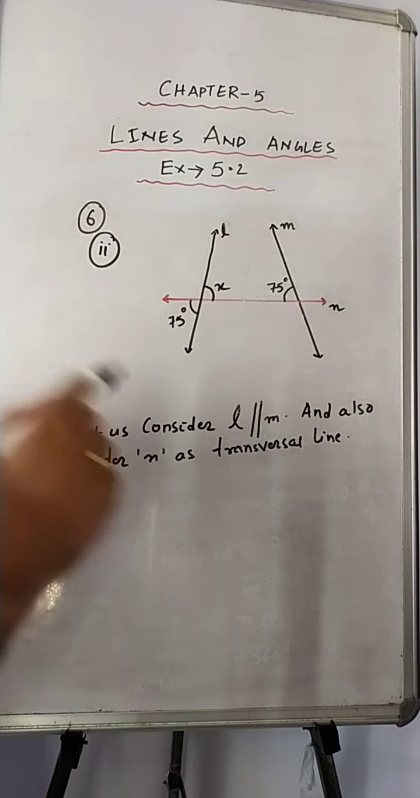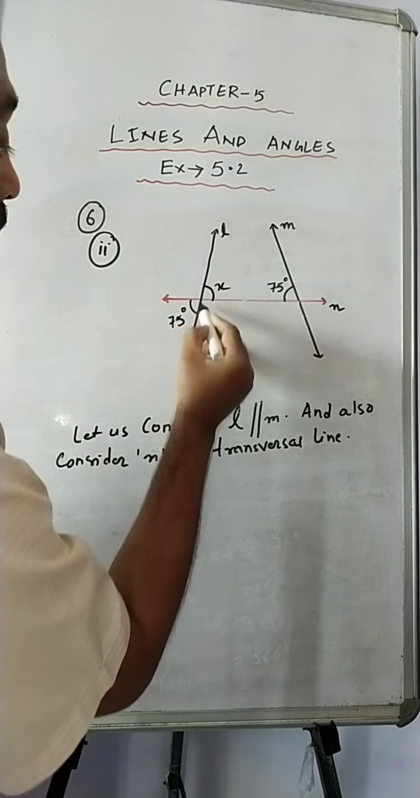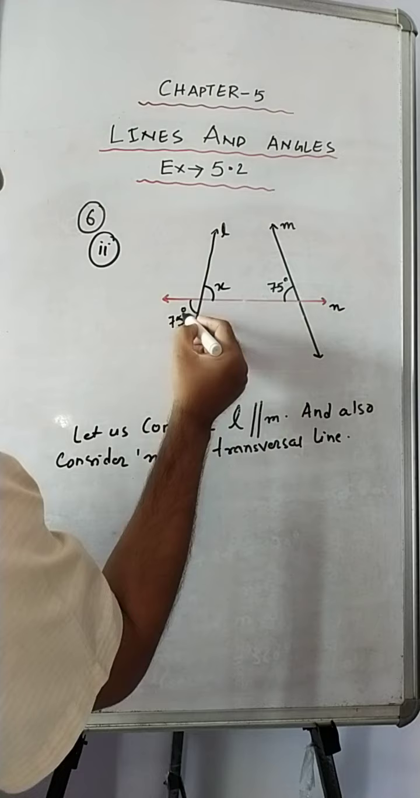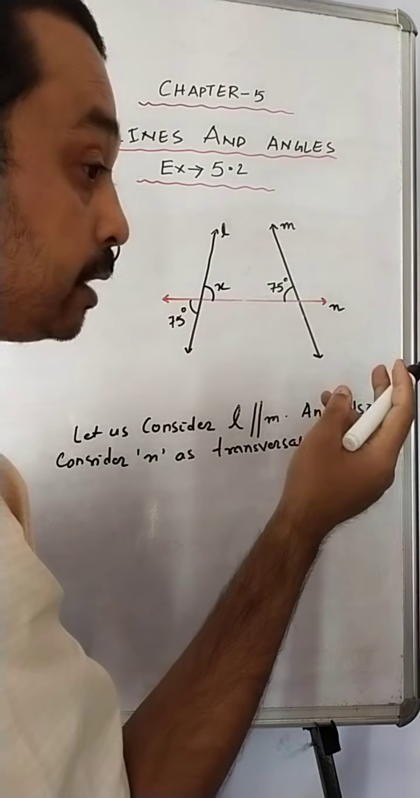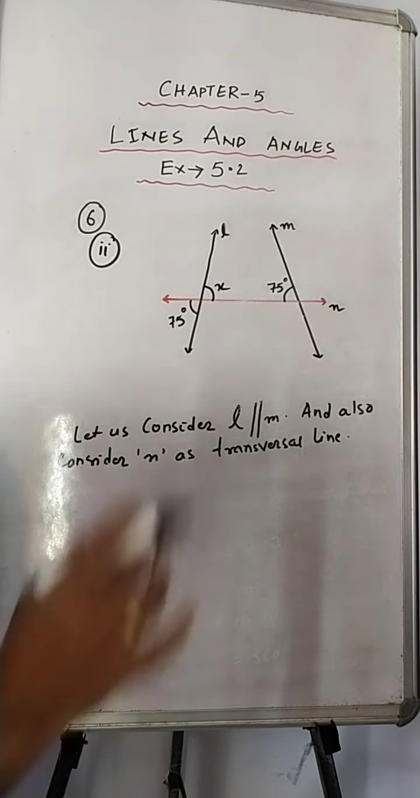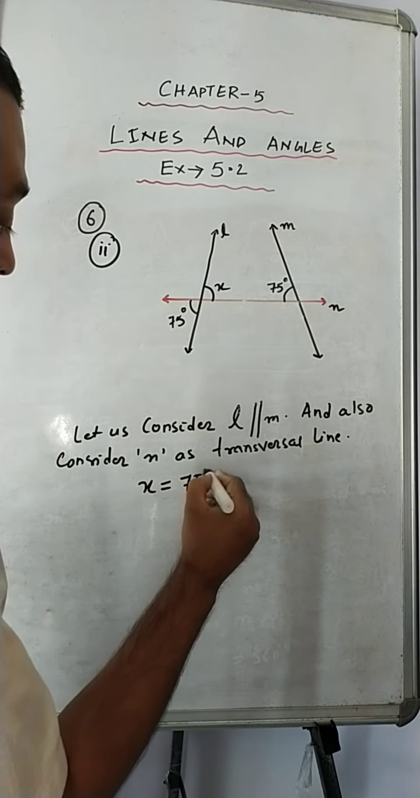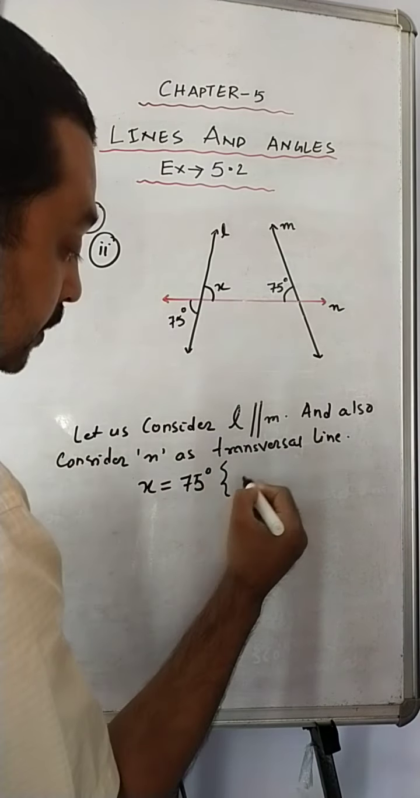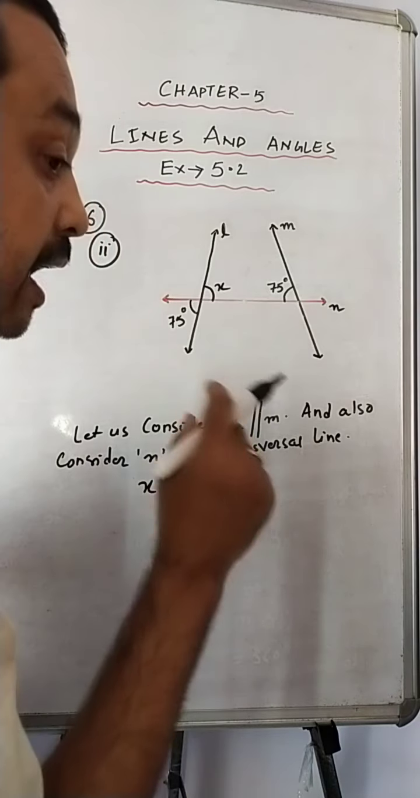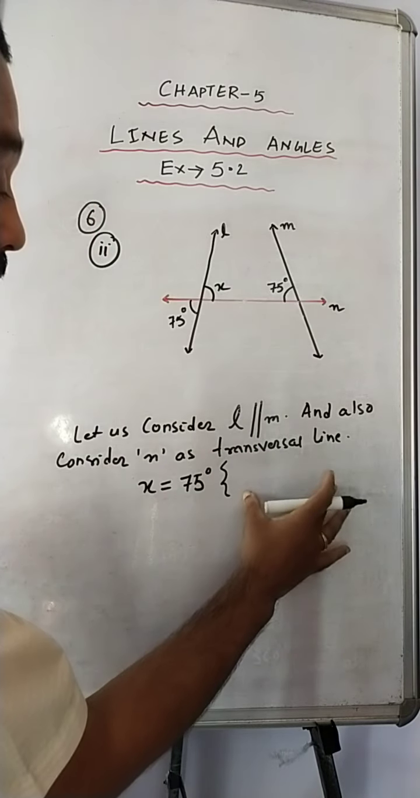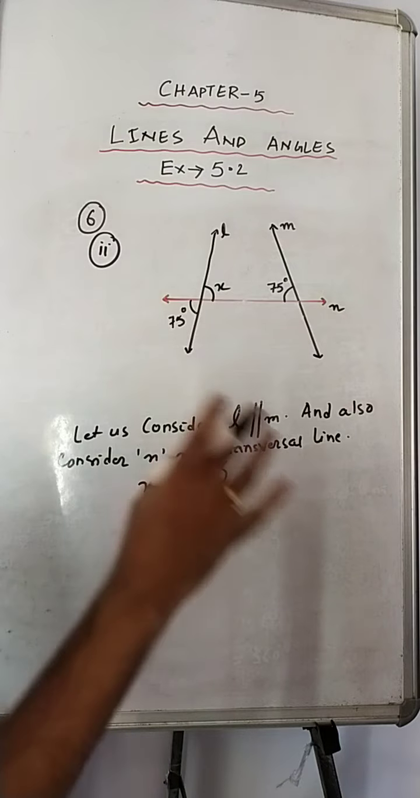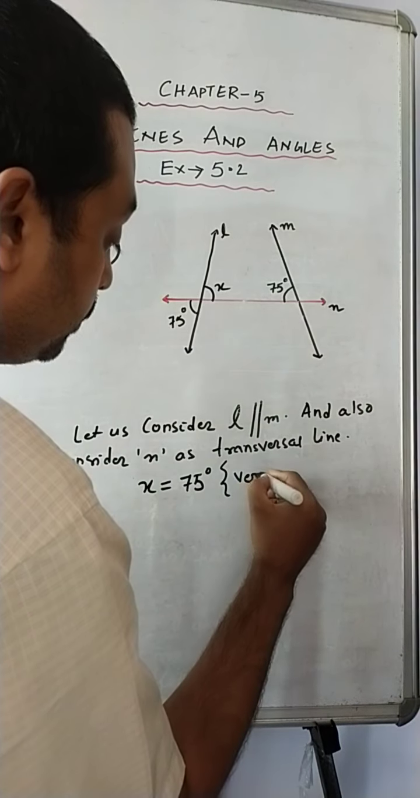Now we have studied that if two lines intersect at one point, then the opposite angles are equal. And why are they equal? Because they are vertically opposite to each other, isn't it? So we'll write that x is equal to 75 degrees. We'll also write the reason. Remember, every time I'm saying, if you're not writing the reason, you will not get the marks. So the reason is extremely important.